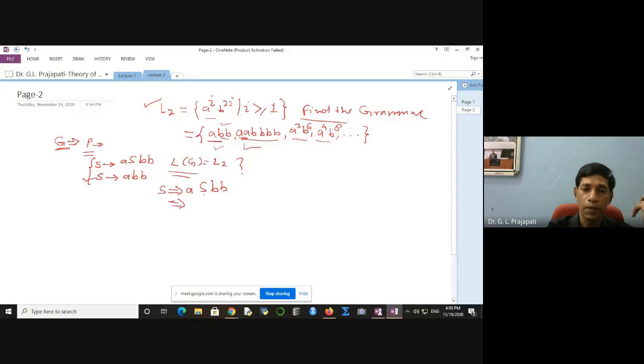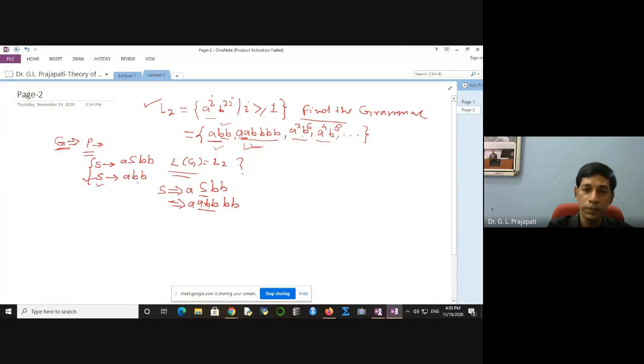Then, since you need only two A's, that's all. So you can follow the next rule. S can be replaced with the production S derives A double B. So you will have A double B, and next you have double B. So you have four B's and here two A's. This is the second string.